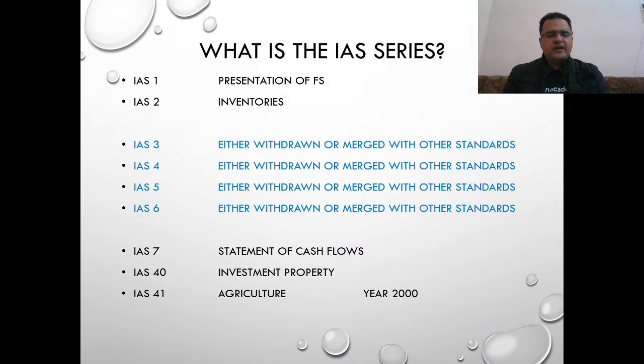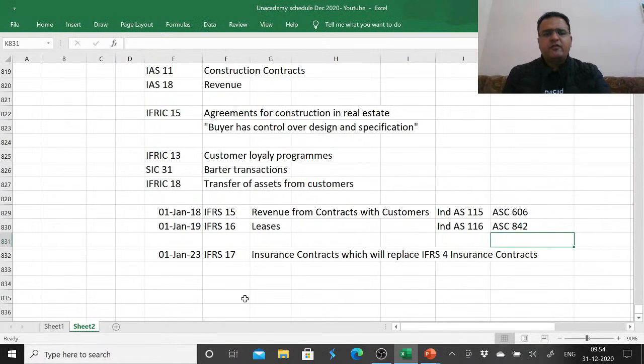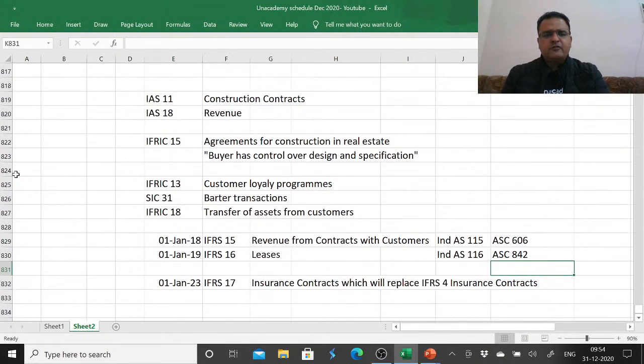So the series of IAS began with IAS 1, presentation of financial statements, IAS 2, inventories, IAS 3, 4, 5, 6. You do not see them in the list because they are either withdrawn or merged with other standards. Hope you could make out how they are withdrawn and how they are merged. Now in future you will not see IAS 11, IAS 18, IFRS 15, IFRS 13, SIC 31 in the list. They are withdrawn and merged with other standards and replaced by new standards like IFRS 15, 16, 17.